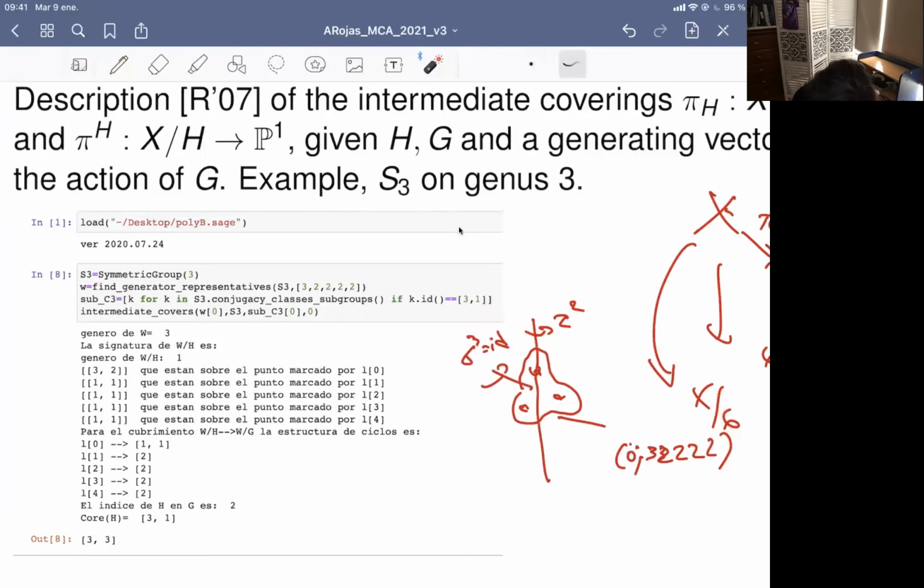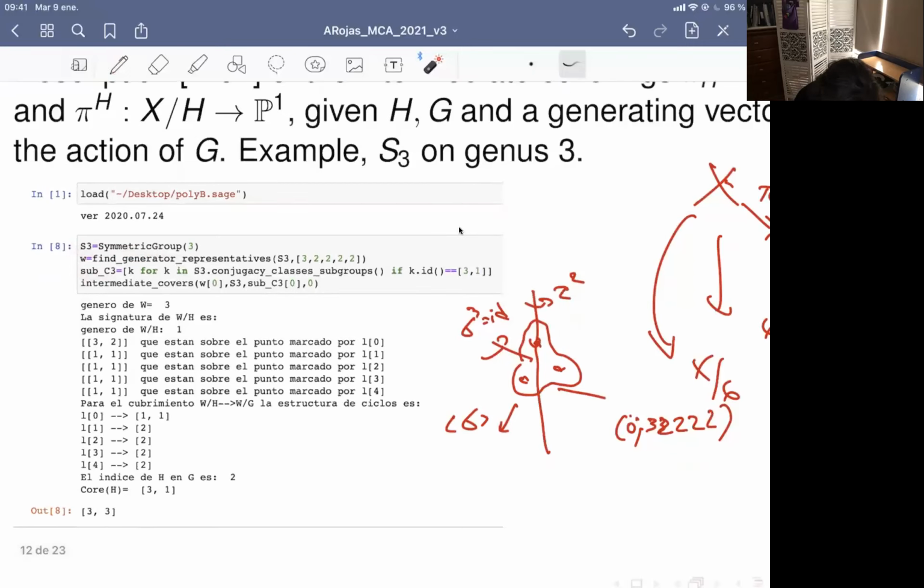We want to study the intermediate quotient. So first, for instance, here, I want to study the action of the alternating group. So what happens when we take the quotient just by the group generated by sigma? So of course, this can be studied in an easy example like this one, but when the group gets more complicated, these kinds of routines are of help.